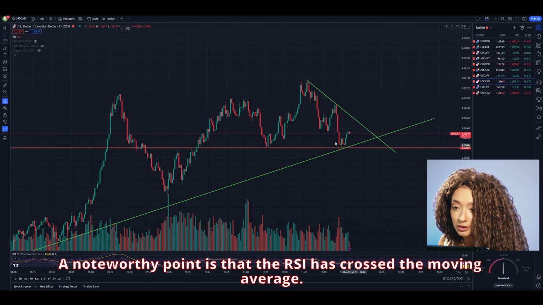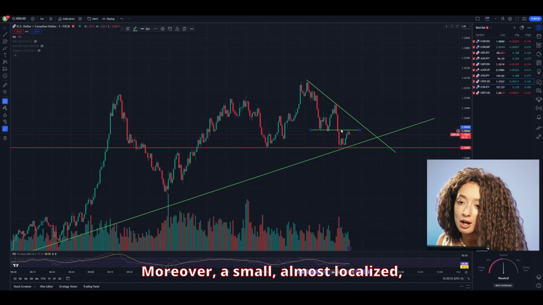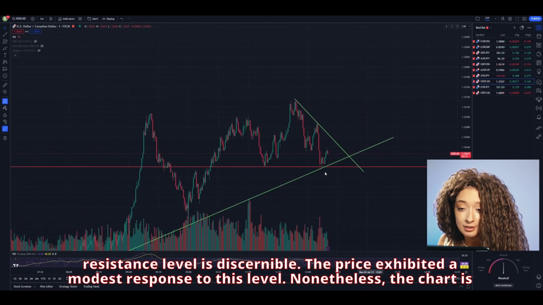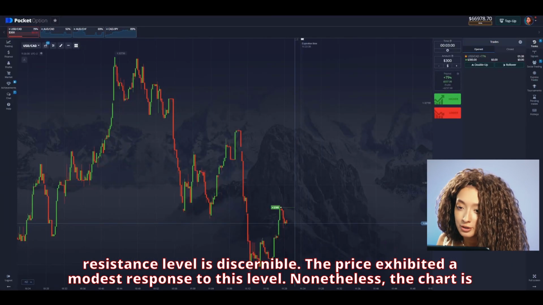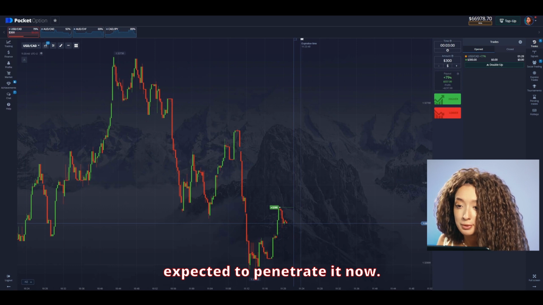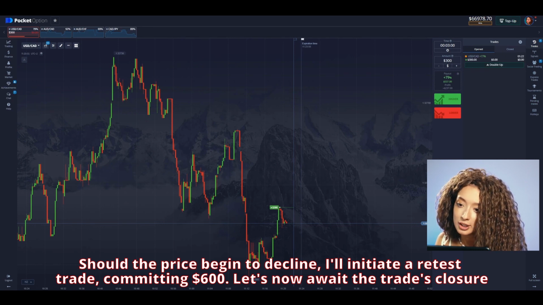A noteworthy point is that the RSI has crossed the moving average. Moreover, a small, almost solid resistance level is discernible. The price exhibited a modest response to the level. Nonetheless, the chart is expected to penetrate it now. Should the price retest this line, I'll initiate a retest trade. Committing $600. Okay, let's now await the trade's closure.